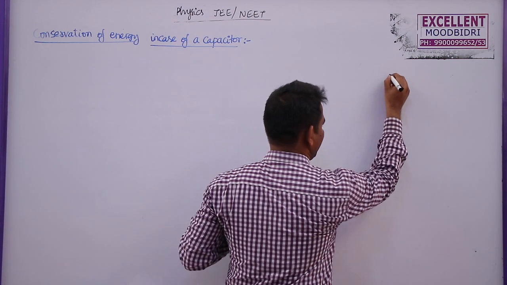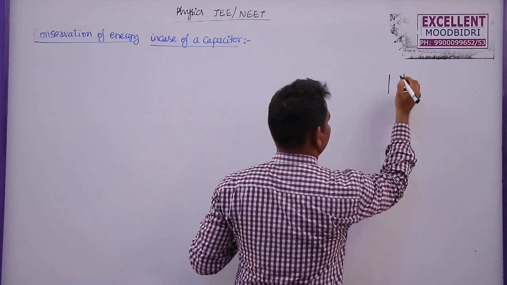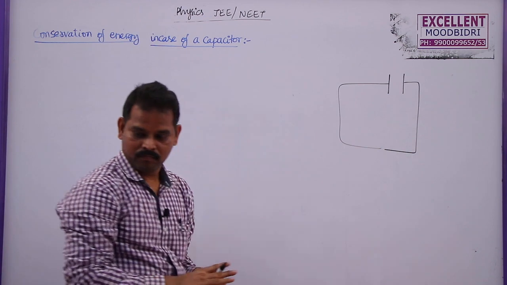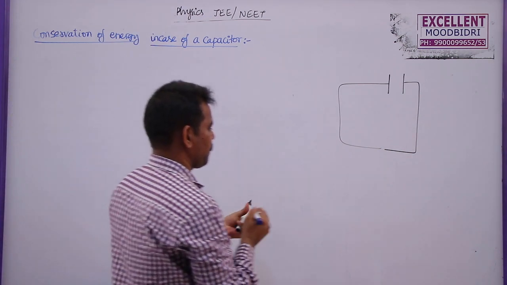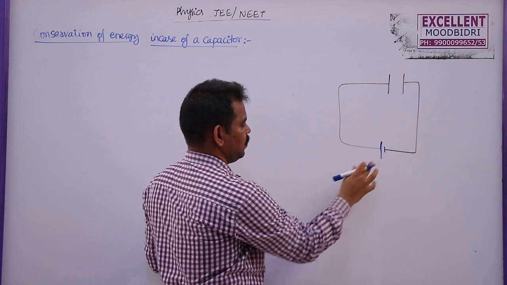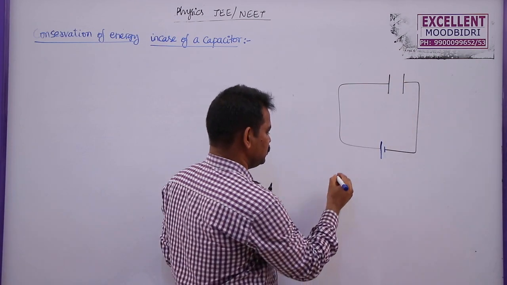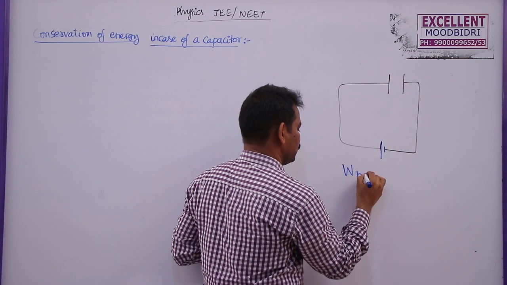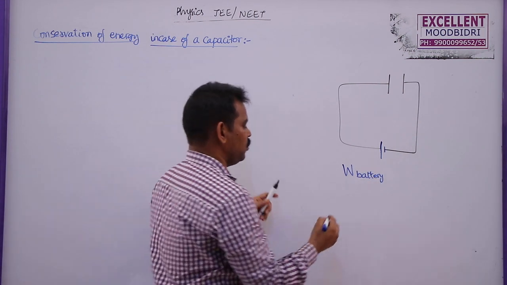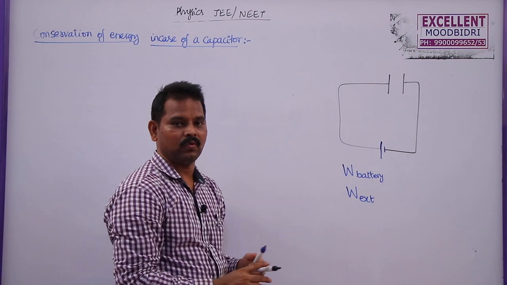Now if you take a capacitor, this is a capacitor and it is connected to a battery. Here the battery will do some work to charge this capacitor, that is, we call it the work done by the battery, and we have one more, the work done by the external force. These are the works done.